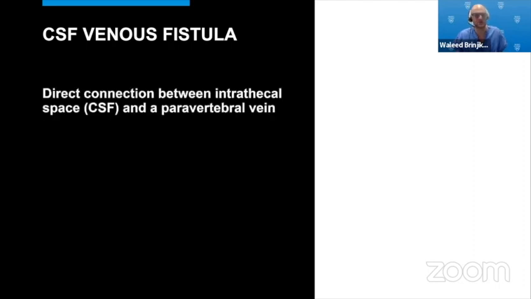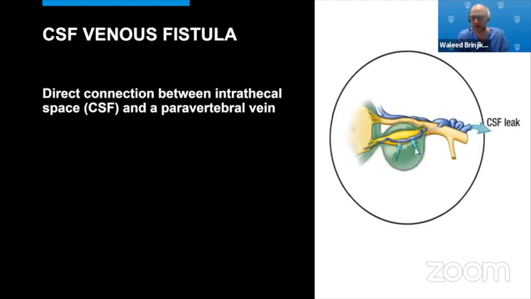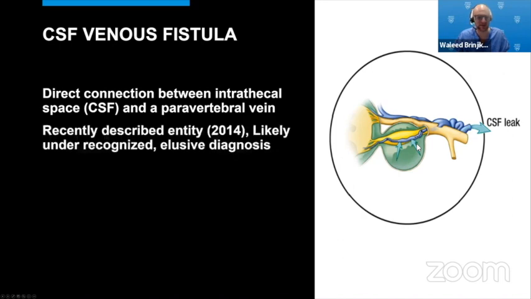So what is a CSF venous fistula? I think many people are learning more about this, but I do not blame you if you've never heard of this before. It's a direct connection between the intrathecal space and a paravertebral or foraminal vein. And you can imagine it here, where you have the vein around the nerve root sleeve, and you have some sort of abnormal connection between the CSF space and the vein.